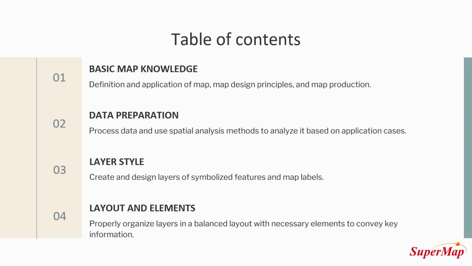Today's lesson can be divided into 4 parts. First of all, we'll have a quick introduction on basic map knowledge, including principles of map design and general procedures of map production. Secondly, before presenting, we are supposed to do the data preparation, which means we have to process data and analyze data based on certain application cases. Then, we are going to design maps in SuperMap Desktop X to present key information produced in data preparation process. We'll assign proper symbols for different layers and create necessary labels to make the map concise and easy to read.